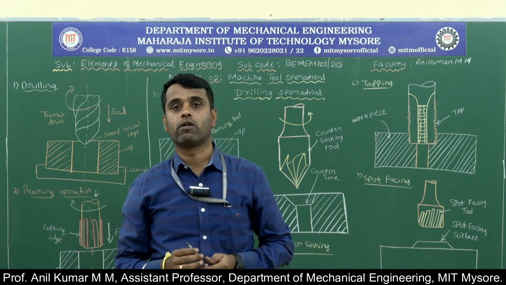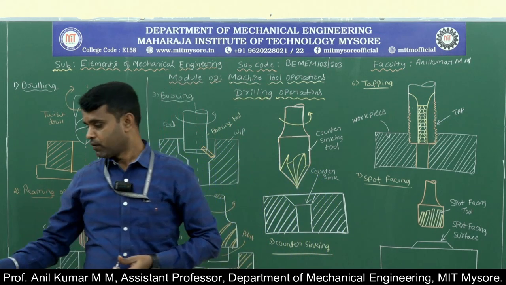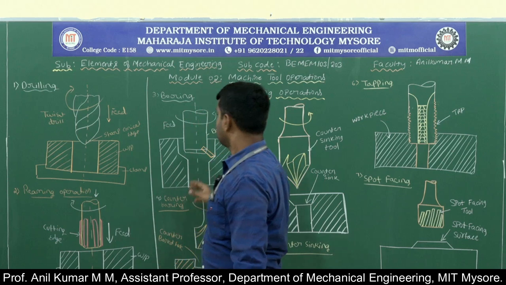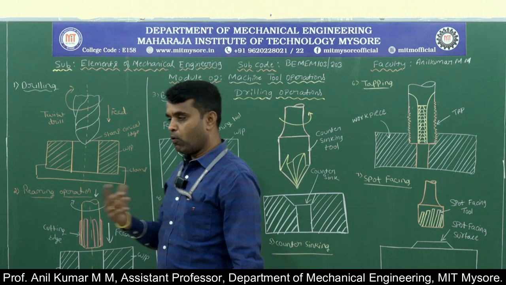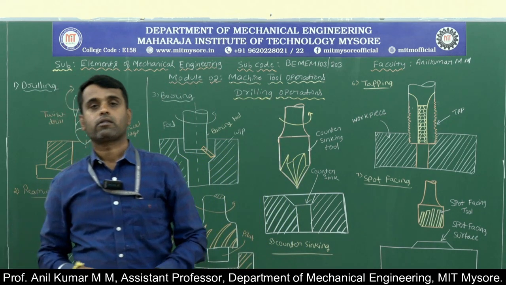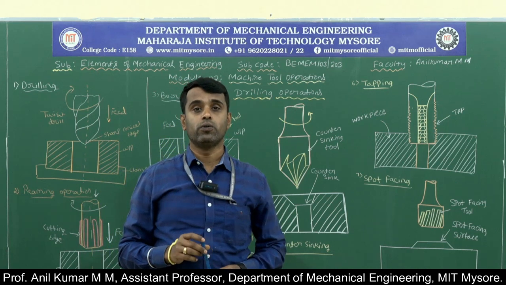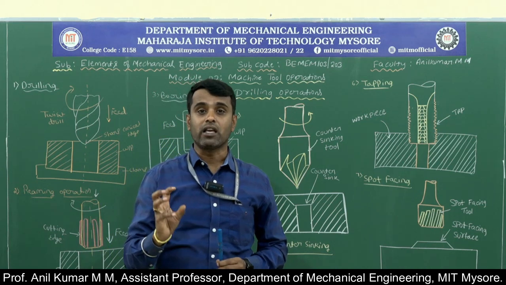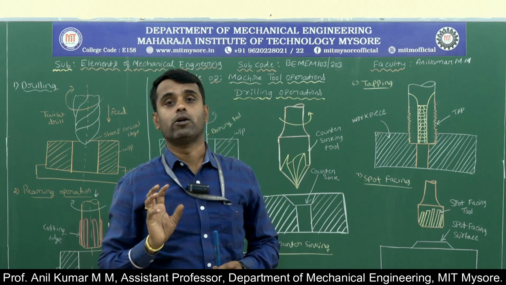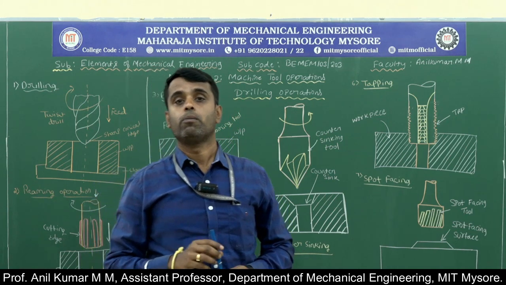That operation we can call the reaming operation. The next operation is the boring operation. Boring is a machining operation that is used to increase the size of the previously drilled hole. That operation we can call the boring operation.